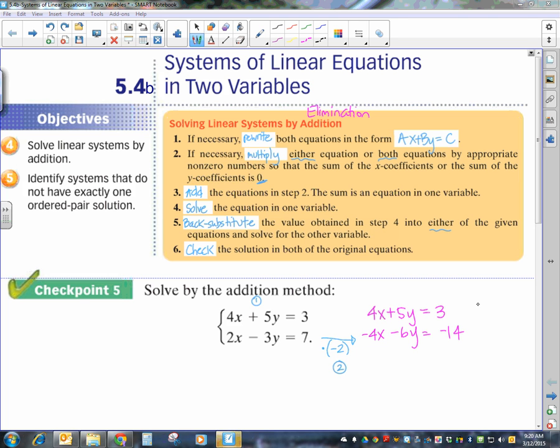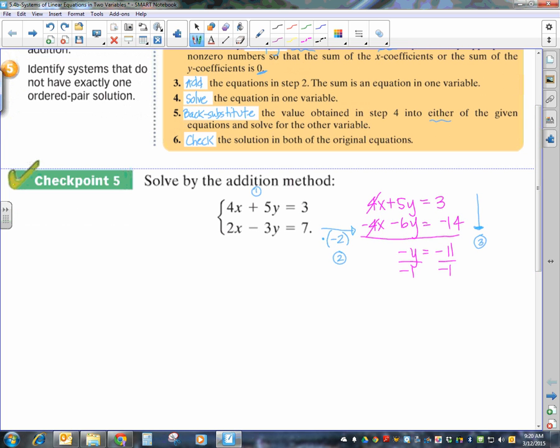Now step 3, what we're fixing to do, and the answer I'm going to get, is what I have when I add the two equations together. 4x and negative 4x are 0, so I don't have to write it. 5y minus 6y is negative y, and 3 minus 14 is negative 11. So that's your step 3. Step 4 is to solve that. I have to solve for y, so I'm going to divide both sides by negative 1.